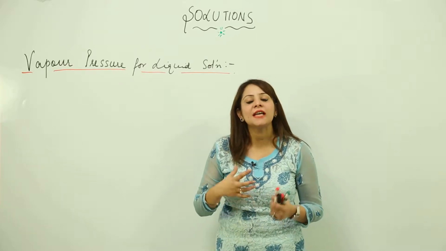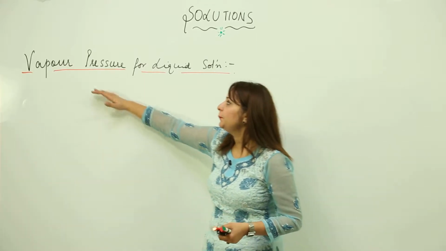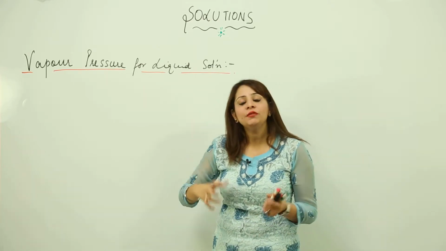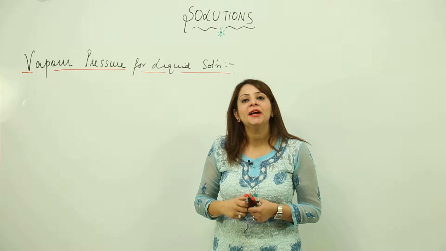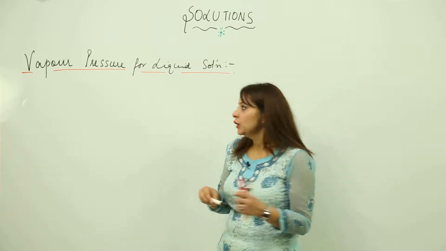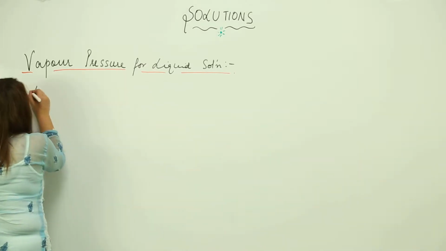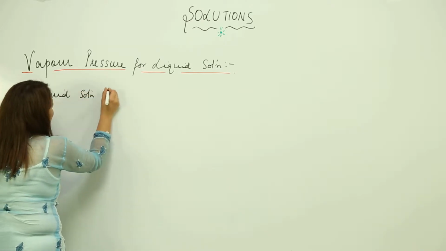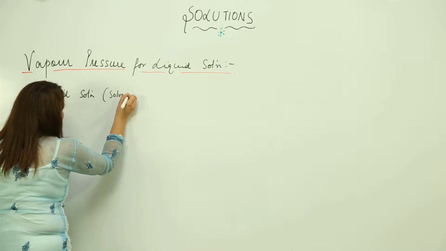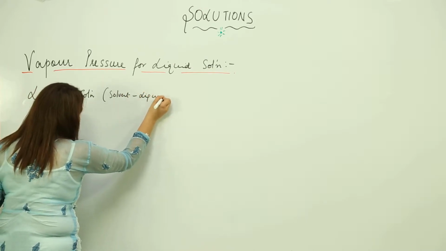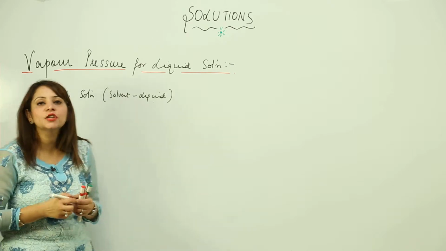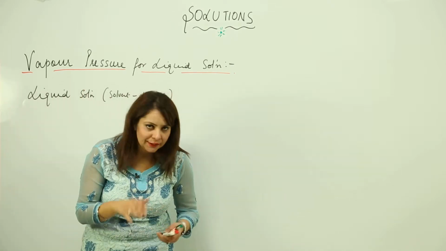Now we are going to start with the topic that is the vapor pressure for liquid solutions. First of all, we will be considering the liquid solutions. So what is a liquid solution? As you all know, liquid solutions are those in which the solvent is liquid. So we are going to see the vapor pressure for the liquid solution, that is, the solution which has the solvent as liquid.